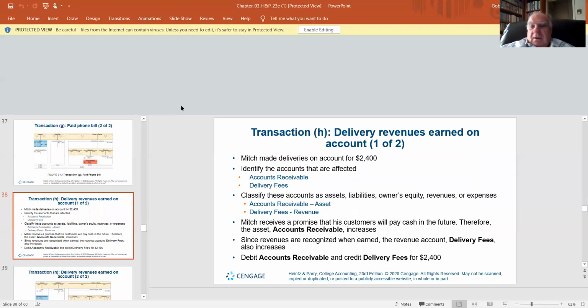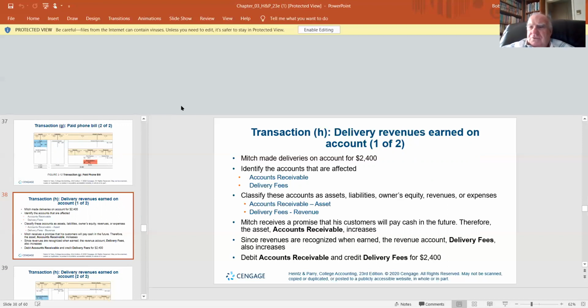110 it is. Delivery revenues earned on account. Mitch made deliveries on account. And again, on account means there's no money. Nobody had money. But the deal is we deliver $2,400 worth of pizzas, and we will hand that person a bill, and then we get paid in 30 days probably.